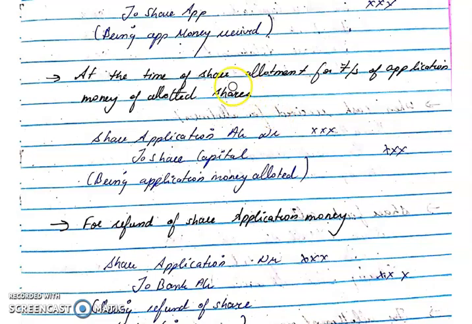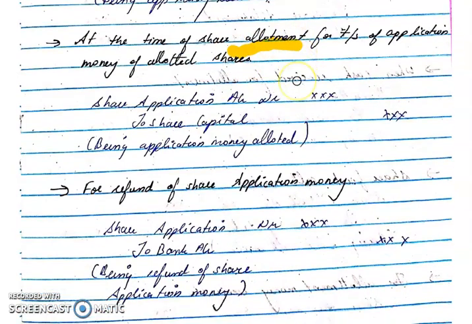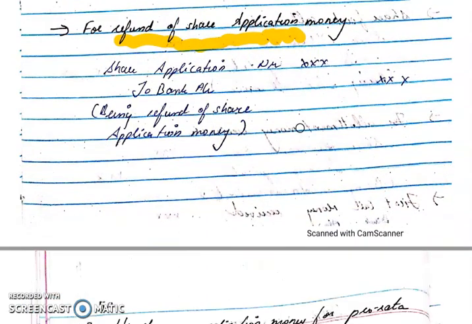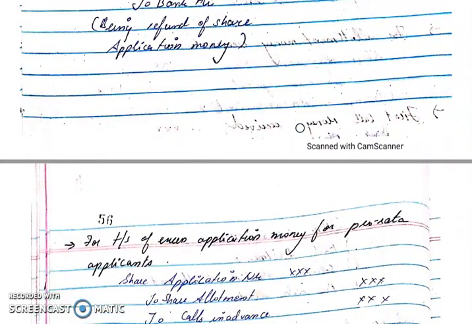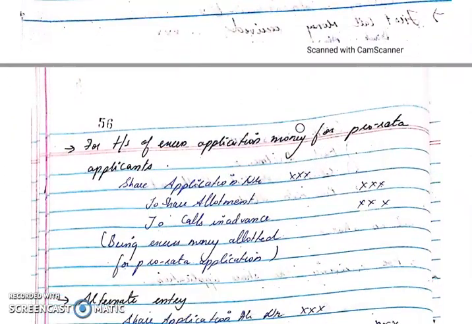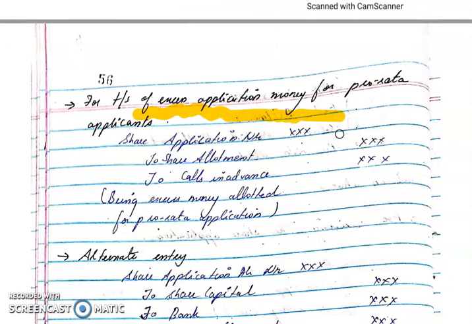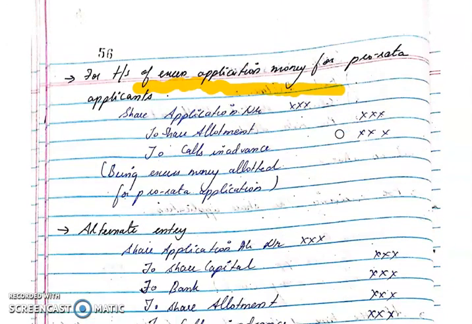This is for share allotment, for refund of share application money, for transfer of excess share application money. This is based on pro rata. If there's any pro rata method of oversubscription, then this entry will come, that is share application account debit to share allotment, to calls in advance.